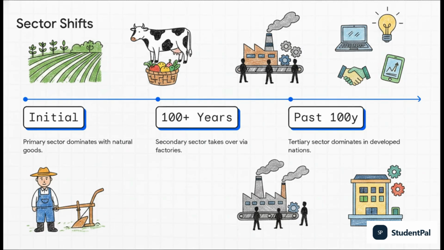Finally, over the past century, developed countries experienced another massive shift, from factories to services. Today, in developed nations, the tertiary sector completely dominates both total production and jobs. From farms to factories to services, that's the standard, tried-and-true path to development.